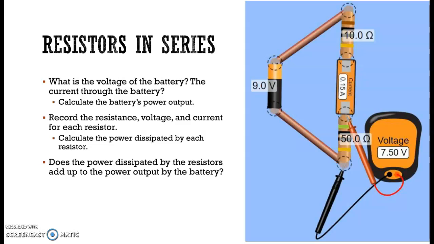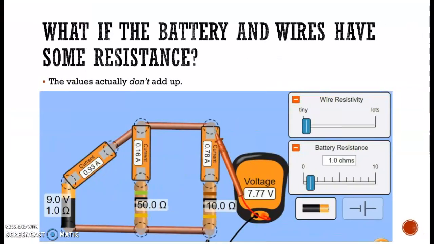In real life, that is not exactly the case, and we know that. We know that the battery does have some resistance, and that the wires, while they have a very, very low resistance, they still are there. They still have some resistance. There's charge moving through them. They do have a small amount of resistance.